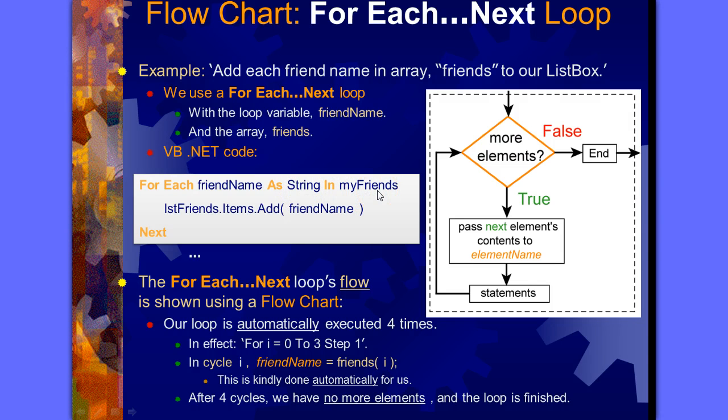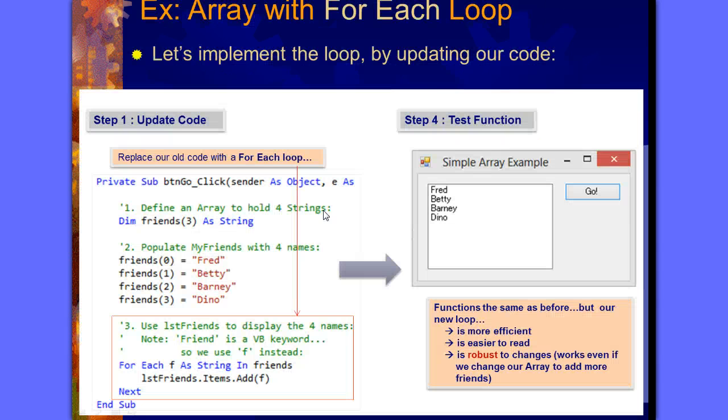So my friends is the name of the array. The loop variable can be anything you want. It doesn't have to be friend name. It could be X, it could be Y, it could be anything. And then you will use that down here, whatever you happen to call it. Let's see, here's a more clear example.